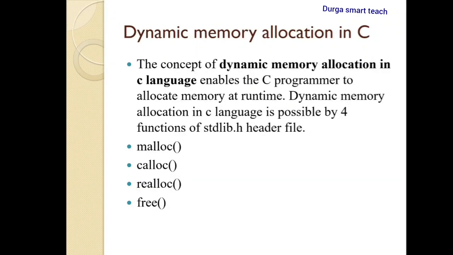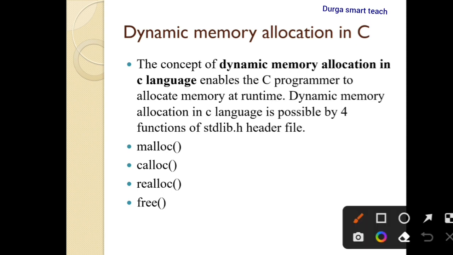Today I am going to discuss dynamic memory allocation in a C program. So in the last video I discussed static memory allocation. This is dynamic memory allocation. In static memory allocation, the memory is allocated at compile time. But in dynamic memory allocation, the memory is allocated at runtime.